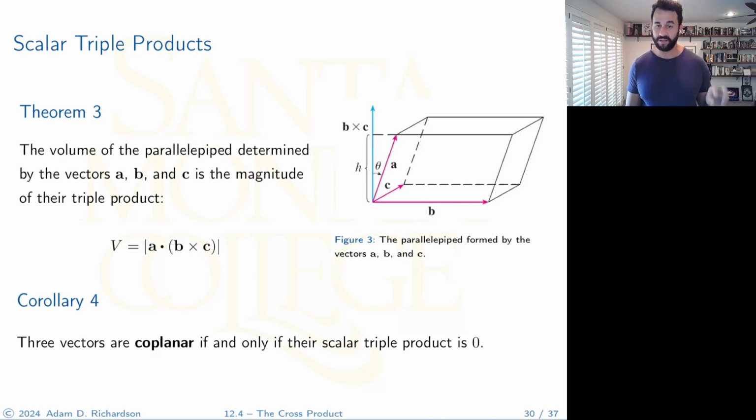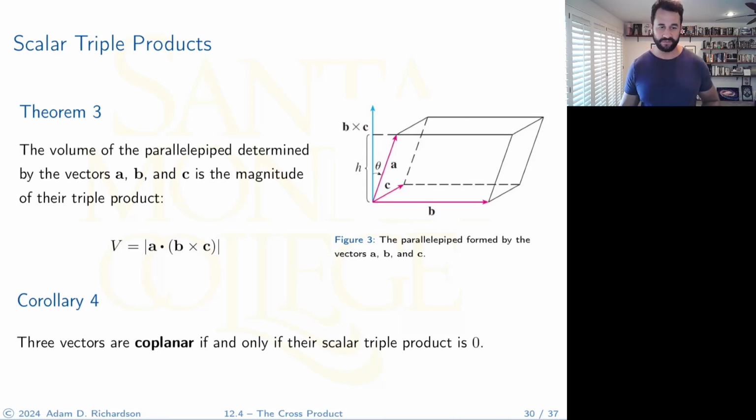Now, as a corollary of this, this lets you determine if any vectors are coplanar. So coplanar vectors mean they all lie in the same plane. And what this corollary gives us is that three vectors are coplanar if and only if their scalar triple product is 0.